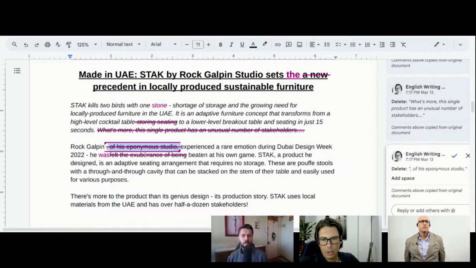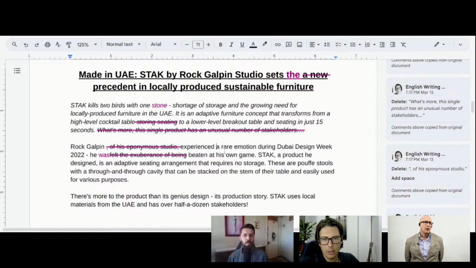We could remove this, of his eponymous studio. I don't think it does any harm to keep it, but it's a bit tighter without it. And some of the other ways we could make this text a bit less wordy is to remove these expressions like "is nominal forms," the something of something, "the exuberance of being." Or we can just make that shorter. "He was beaten at his own game."